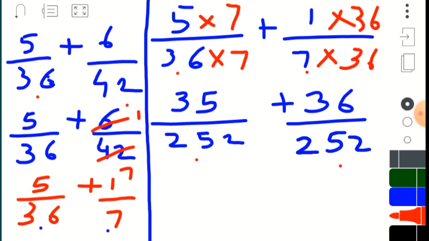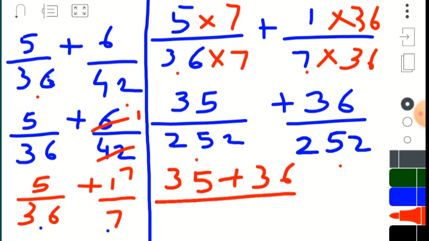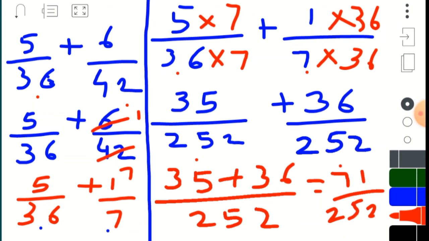Now you have got the same denominators. Now we will do the addition. 35 plus 36 upon 252. So what is the final answer you are getting? 71 upon 252. So this is your final answer.